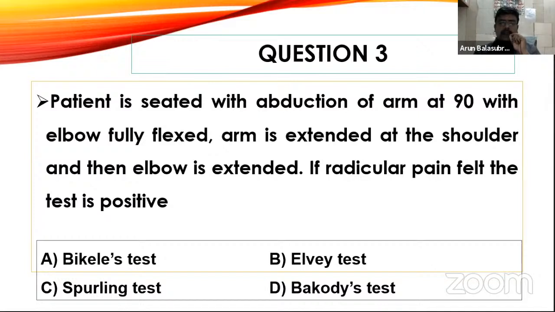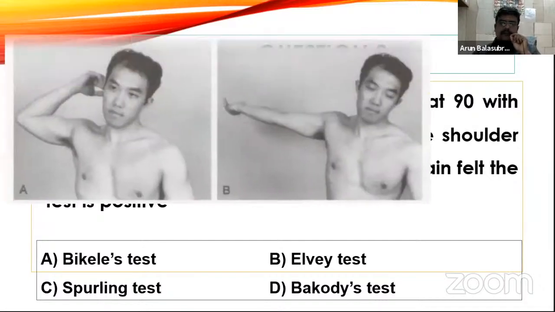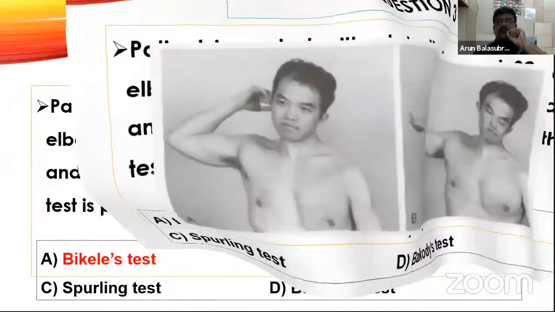The name of the test is Michael test, Elvey test, Corning test, or Bakody test. What is the name of the test? C, Corning test, is the wrong answer. It's not Corning test, right? I'll give you one more clue. This test resembles our upper limb tension test. It is similar to the upper limb tension test, right? So it's not Bakody's test. So it is called Michael's test.